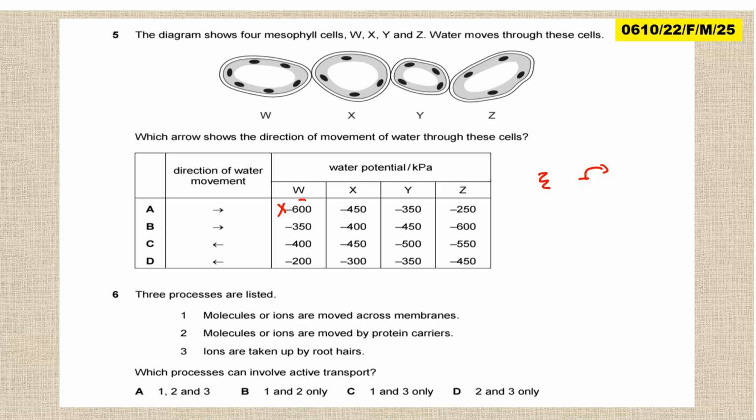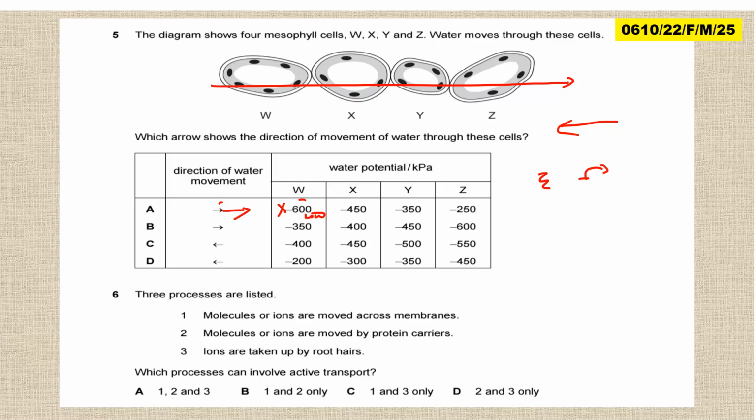Now look at this. In terms of movement, the one that will be going this side, or this side. But we need to find the order in which the water potential is in terms of concentration. So it cannot be 600 because 600 is concentrated, has low water potential, and the arrow points this side. So water cannot move from W to Z because this one is low water potential.